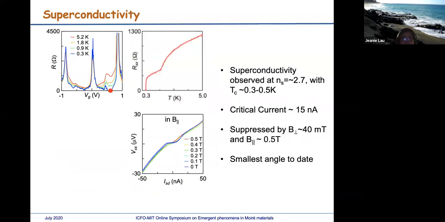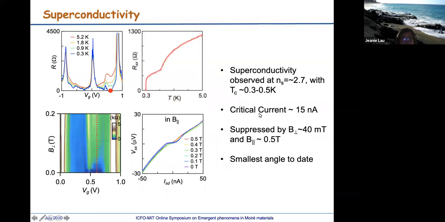If we apply magnetic field, we can suppress the superconducting state. The curve on the left shows the resistance as a function of perpendicular magnetic field and gate voltage. If we increase the perpendicular magnetic field, we can see that this zero resistance state, represented by the dark blue color here, very quickly goes away. The critical field is about 30 to 40 millitesla.